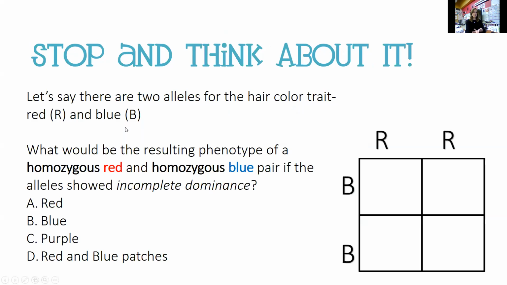Okay. So once again, look at this Punnett square with hair colors, our crazy, crazy hair colors. We're going to use the exact same question. There are two alleles for hair color, red with an R, blue with a B. What would be the resulting phenotype of a homozygous red, so RR, and a homozygous blue, BB, if the allele showed incomplete dominance? So again, in here, we're just going to do like we did before. We're going to take the R's. It's so hard to draw R's with a mouse. And then I'm going to come in here and put in my B's. These are almost worse.